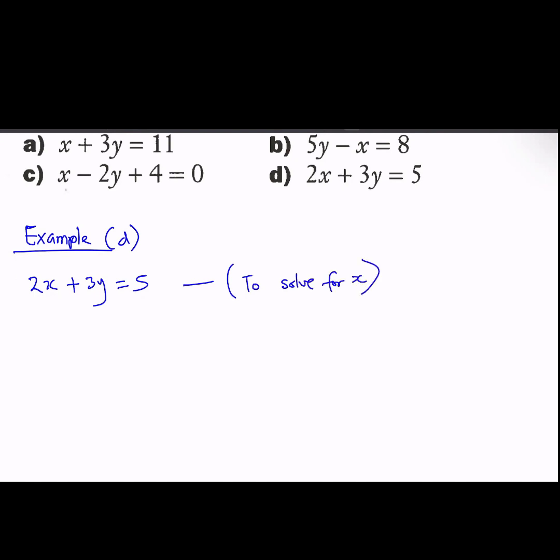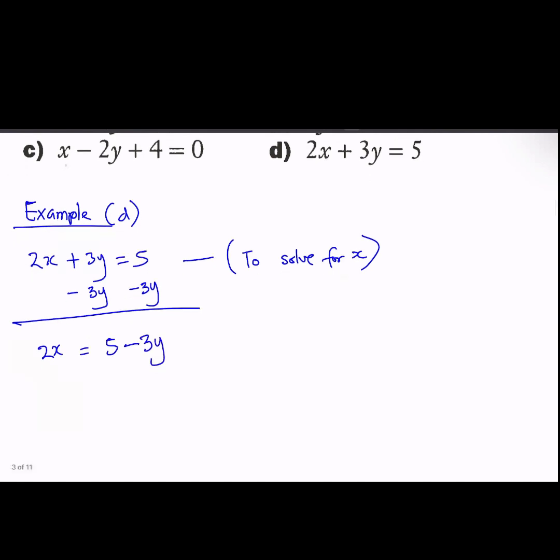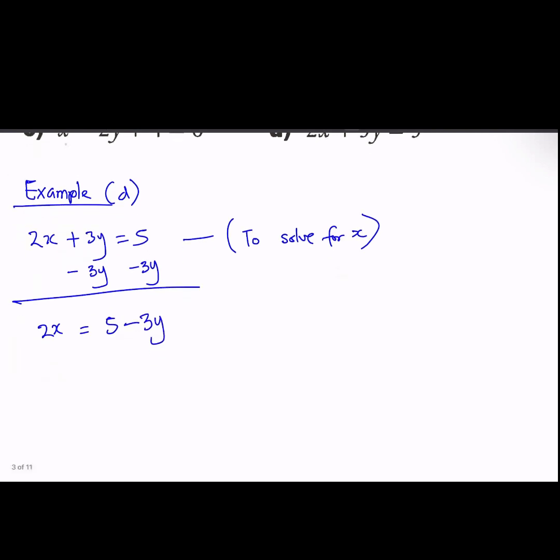To solve for x literally means that you just have to isolate x. It's the same thing as solving for x. So by isolating x, you just subtract 3y from both sides. When you subtract that, you can clearly see that 2x is equal to 5 minus 3y. Maybe you're wondering, well, what about this? Well, this is 0.